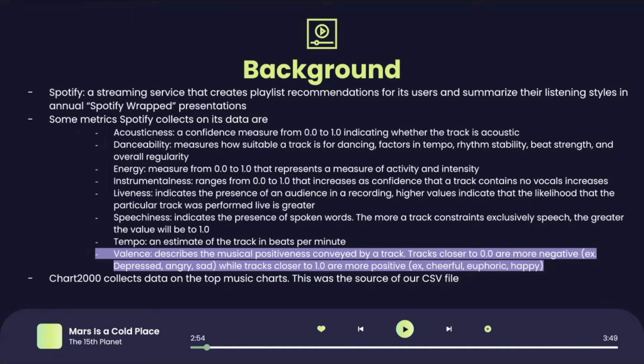Each of these metrics is given a numerical value, like the valence score, and can be accessed through the Spotify API, which we did for this project. Chart 2000 is a website that collects data on the top music charts, and this is where we found our CSV file.